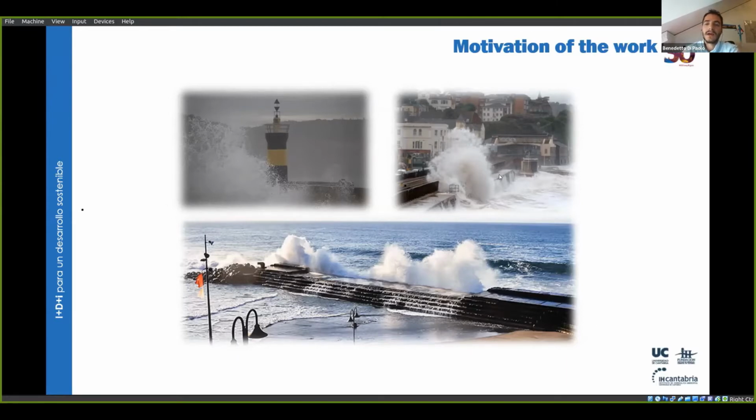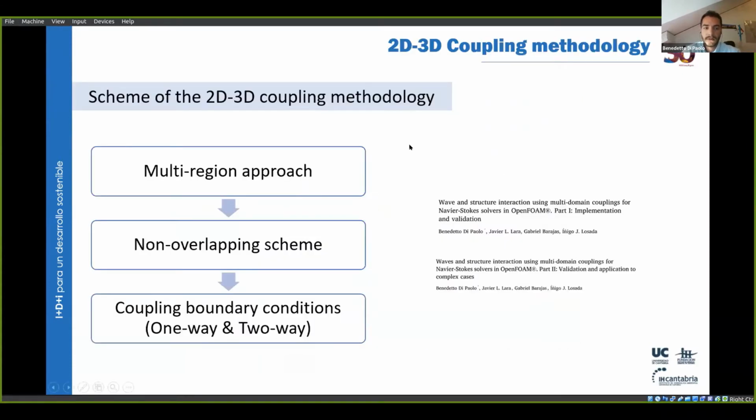So we did an approximation of this for all of these cases, in which we developed the 2D, 3D coupling methodology. This methodology allows us to build different domains in a multi-regional approach in OpenFOAM, which is a really powerful approach OpenFOAM has. We defined a non-overlapping scheme to couple the domains, and we defined also one-way and two-way coupling boundary conditions. We recently published this work. Here you have the papers.